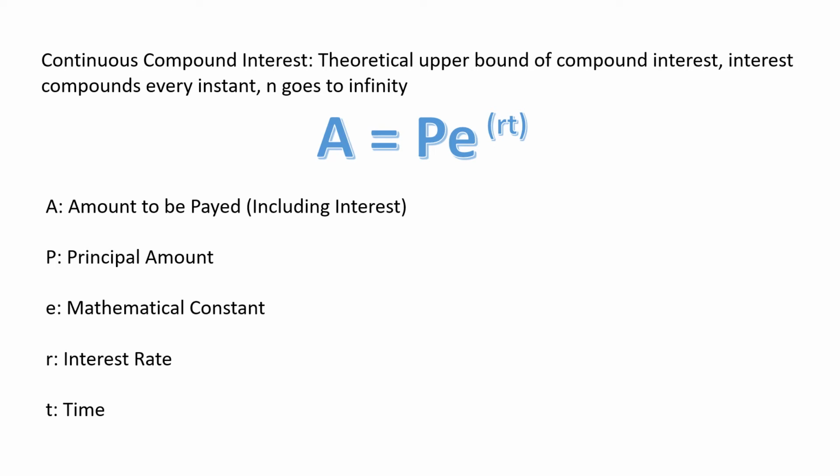And e is raised to the power of rt, where r is the interest rate and t is the time period. And again, just like with compound interest, it's important to remember the order of operations here as well.